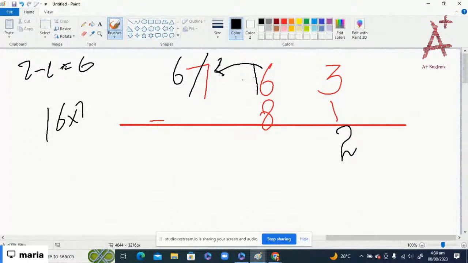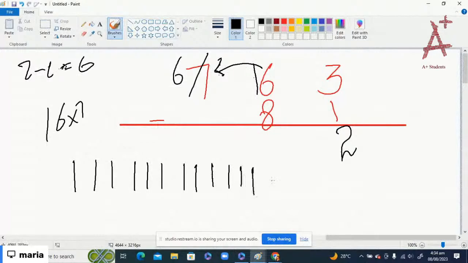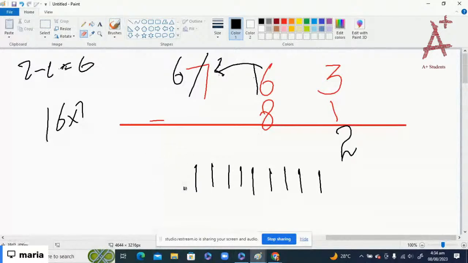16 minus 8. Draw 16 lines. 1, 2, 3, 4, 5, 6, 7, 8, 9, 10, 11, 12, 13, 14, 15, 16. Subtract 8 lines. 1, 2, 3, 4, 5, 6, 7, and 8. How much left? 1, 2, 3, 4, 5, 6, 7, and 8. 8 are left.